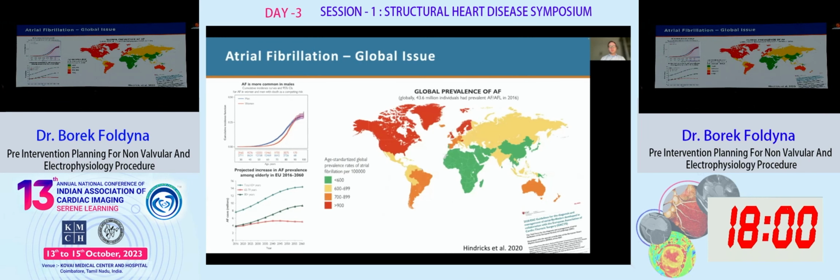Let's start with atrial fibrillation. We see that atrial fibrillation is a global issue. The prevalence of atrial fibrillation increases with age and is higher in men compared to women. We also see that atrial fibrillation is most common in North America, followed by South America, Europe, Eurasia, some of the Asian countries, and then Africa. This distribution is most likely related to the median age of the populations. In the left lower corner, we also see that we expect the prevalence of atrial fibrillation to increase in the next few decades.